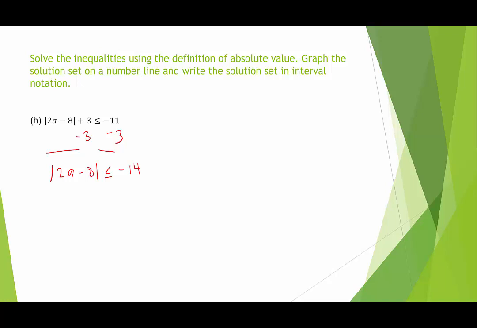So the minimum that an absolute value can be is 0. I am saying that this particular thing is going to be less than or equal to negative 14. That is impossible. There's no way we can take the absolute value of something and its value is less than or equal to negative 14.